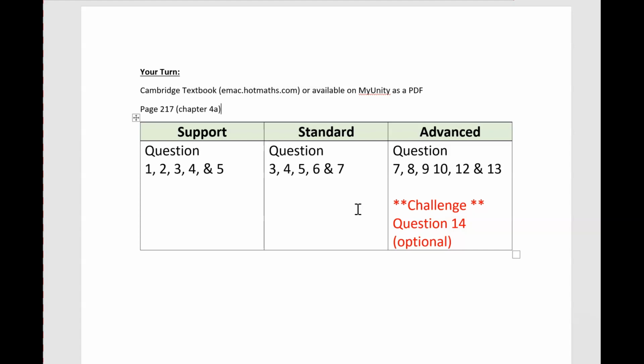Don't forget to mark your work using the answers in your textbook. I've also posted them to my Unity and I've emailed them out to you if you're having troubles. Mark your work and upload your bookwork to the due work on our MyUnity page for the week. When you're finished that, you go to Education Perfect, and I have set you some Education Perfect revision activities for the week.